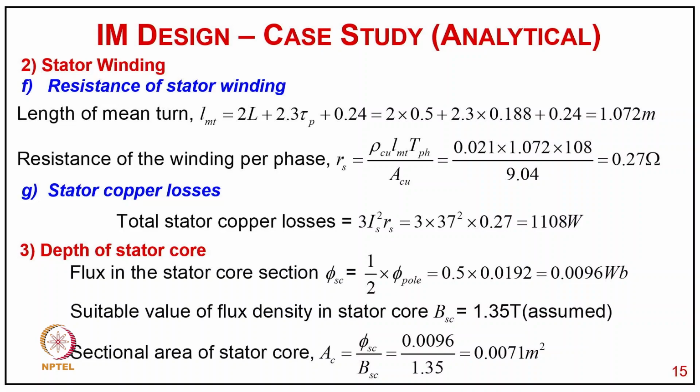So flux in the stator core usually is half of the flux per pole, because half the flux goes one side, half goes into the other side of the stator core. So phi SC is equal to half of phi pole. Keeping the value, it comes 0.0096 Weber. And for a suitable value of flux density in the stator core, usually we take 1.2 to 1.4 Tesla, considering here BSC equal to 1.35 Tesla. So the sectional area of the stator core, that's called AC, is phi SC upon BSC. Putting the value, it comes 0.0071 meter square.